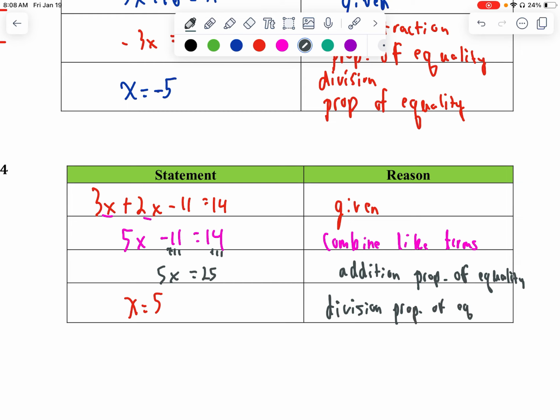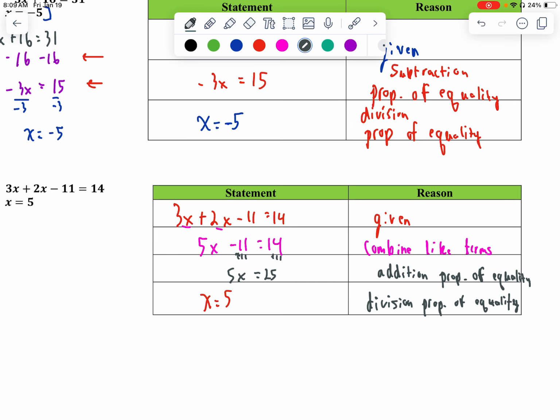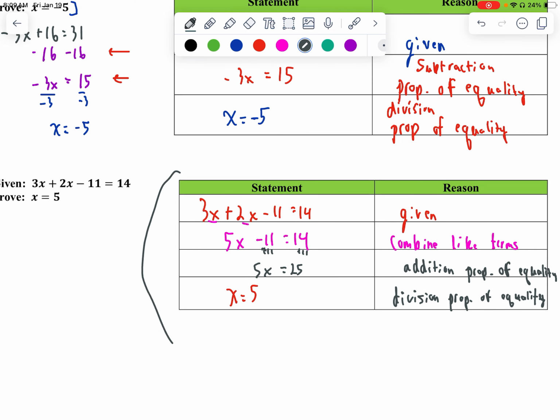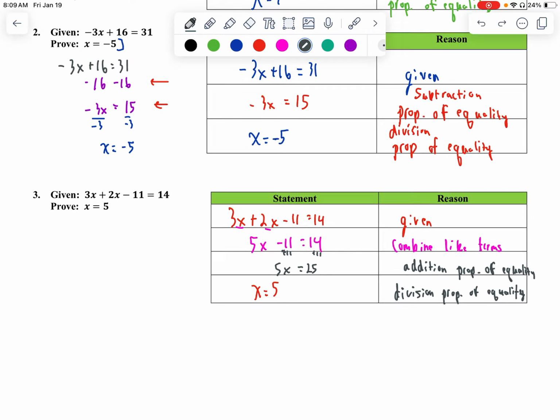So even though it can really help to work these problems out before you do the proof, if you feel really confident about your solving skills, you don't have to. You can do it all inside the statement and reason box. It's up to you how you want to tackle these. If you would have flipped a couple of these around, like if you would have done the adding step instead of the combining step first, that would have also given you the correct answer. Either way works just fine.